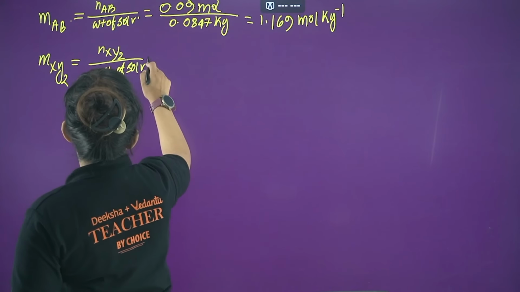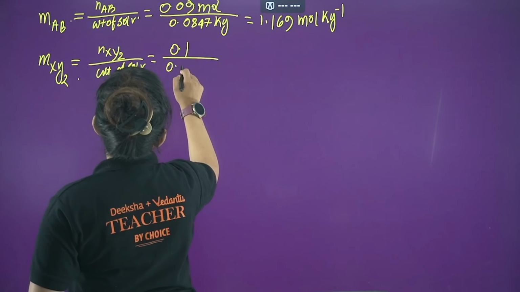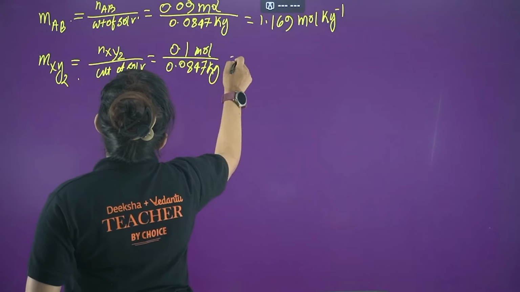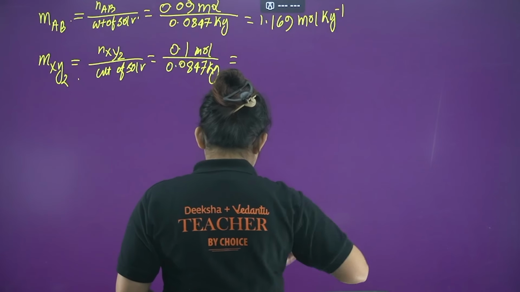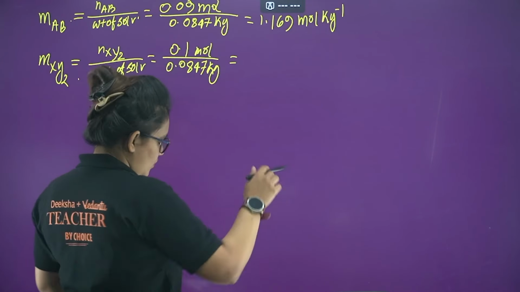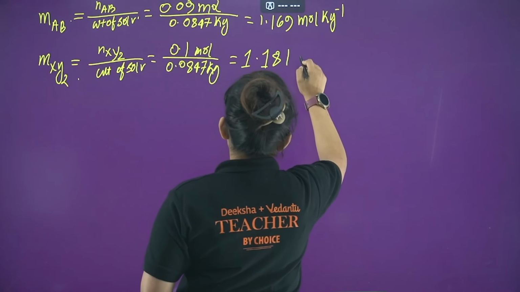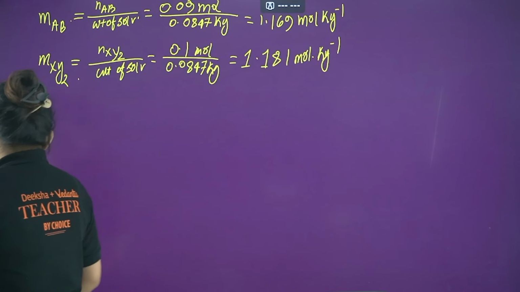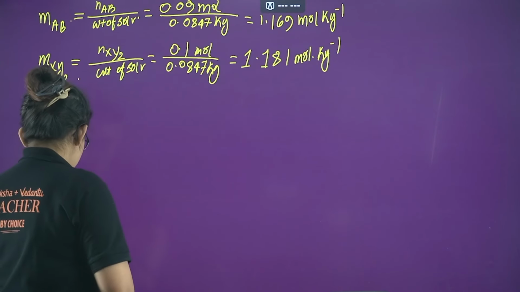Okay, now here also let's put, it was I guess 0.1 and similarly 0.0847 kg. So this is the easy one. If you calculate, you should get the value 1.181 mole per kg. Okay, so molality we got. Now let's proceed to the main part.